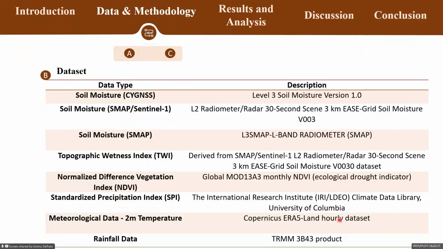As for the data, for those who are working on these kinds of things, I have three sources of soil moisture: SciGNSS, which is basically GNSSR, soil moisture SAR from Sentinel-1, and regular SMAP. Then I took into consideration TWI, which refers to the Topographic Wetness Index. NDVI and SVI are used as drought indices. And the last two are temperature and precipitation as meteorological data.